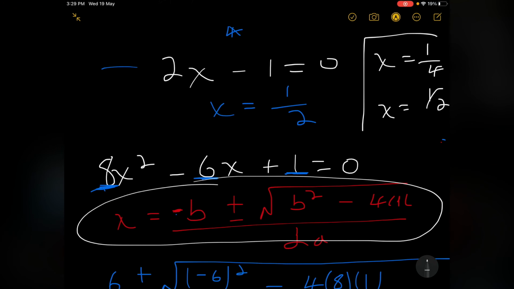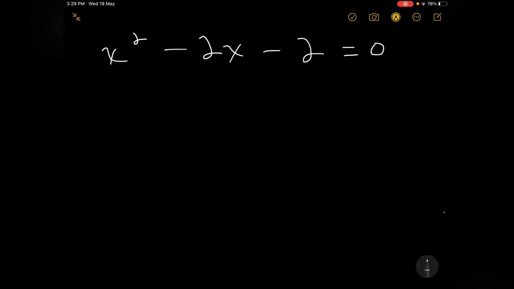Now for completing the square, I'm going to do just one example as I did with the quadratic formula. And by the way, the quadratic formula was derived from the principle of completing the square, or that is one way you can derive it. Say you had this example, x squared minus 2x minus 2, and this is equal to 0.